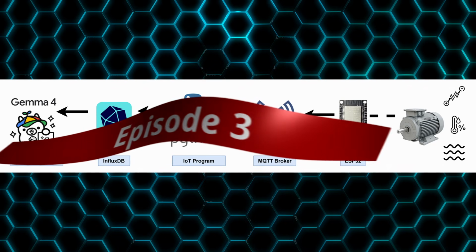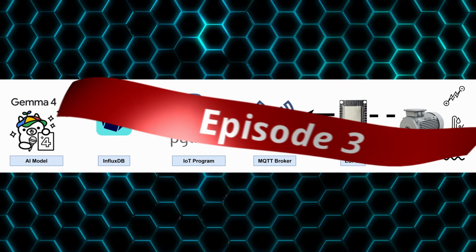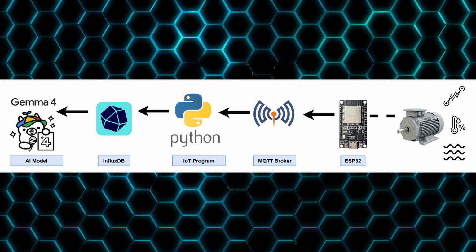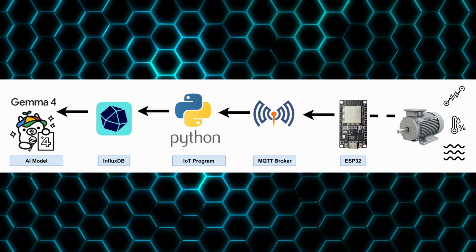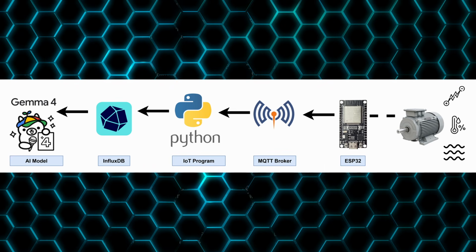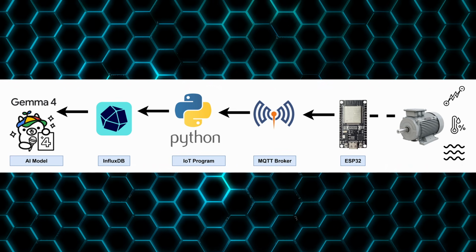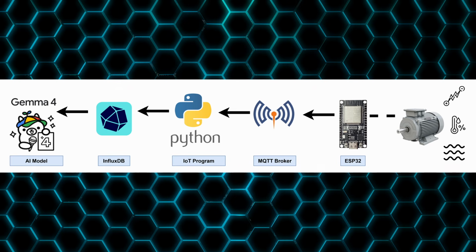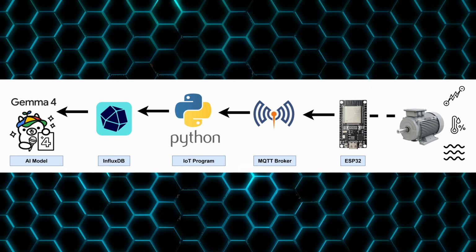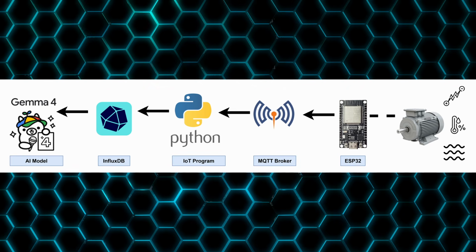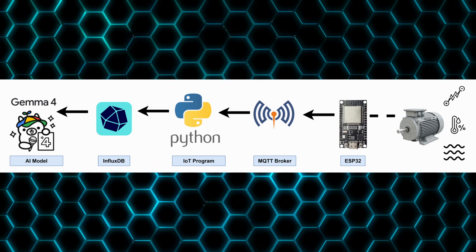In episode 3, we are going to plug InfluxDB directly into this pipeline. Every reading our sensors published will be stored, timestamped and queryable. And then we are going to give Gemma 4 the ability to reach back into that historical data and reason across it. That's where predictive maintenance actually begins. And it runs on the same local machine where your LLM is running.